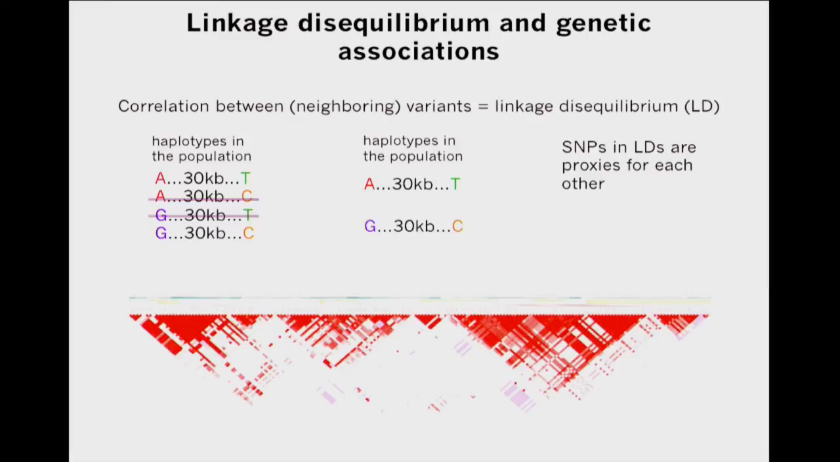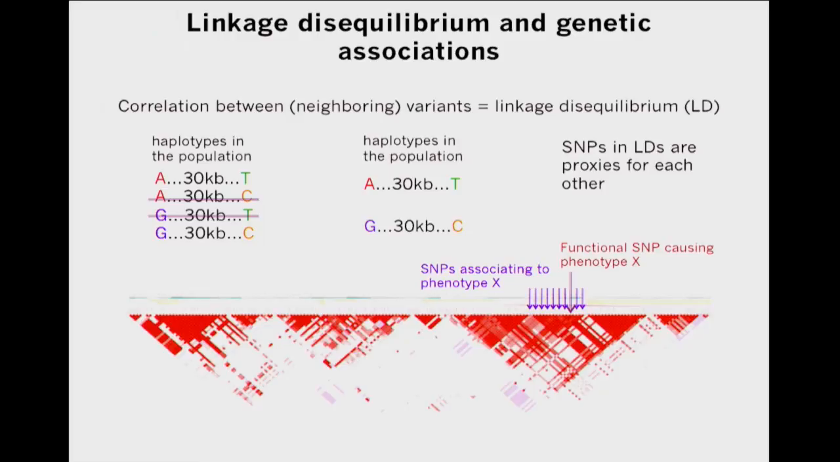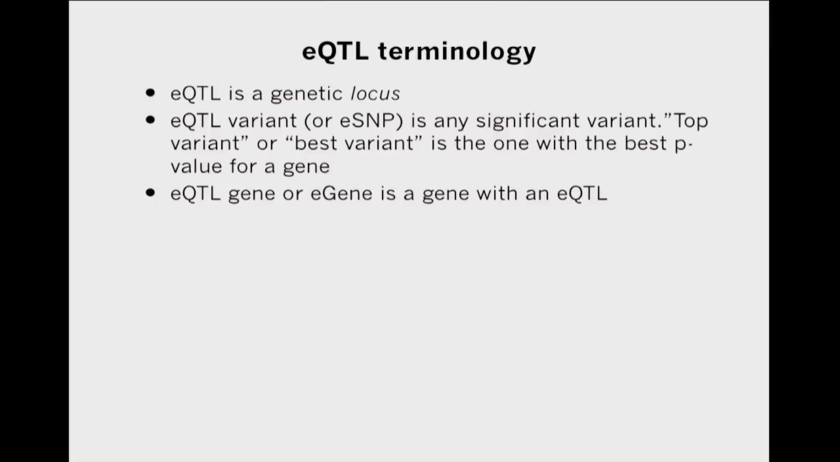And what this means, as I said, is that if you have, let's say here, one functional SNP that changes something in the genome and leads to some kind of phenotype, then when you do an association study for a disease or for a gene expression level, you find that all of these SNPs here will also be significantly associated. So you have to deal with that fact. It's just part of the nature of the data that we get from any kind of association study.